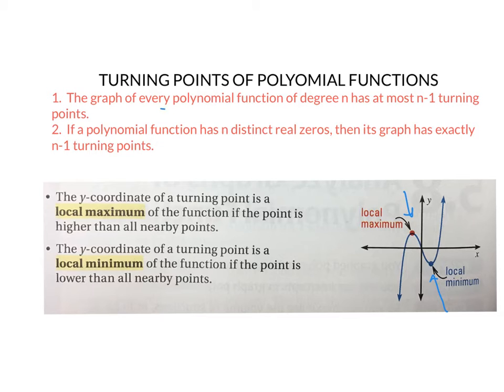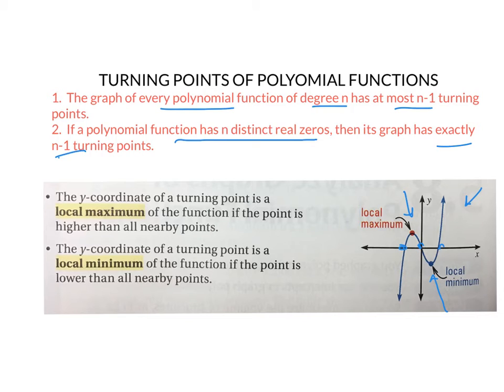The first one: the graph of every polynomial function of degree n has at most n minus 1 turning points. So that could be degree 3 because it has 2 turning points. Whatever the degree is, it can have at most 1 less than that many turning points. Number 2, kind of backwards: if a polynomial has n real zeros, it can have exactly n minus 1 turning points. Like that one, it crosses the x-axis 3 times, has 3 zeros, and has 2 turning points. That's true, it has exactly n minus 1 turning points.